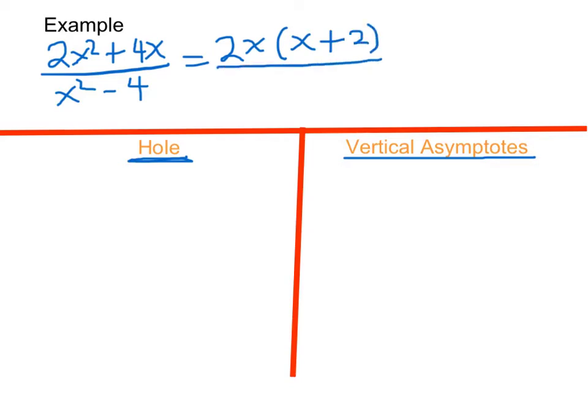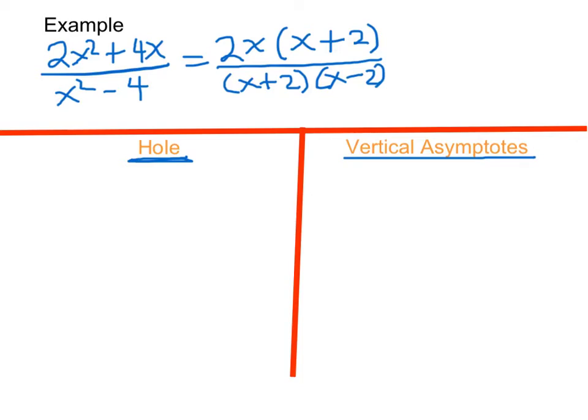The denominator is a difference of perfect squares. X squared minus 4 is a difference of perfect squares. The easy way to factor this is to recognize the general form. X plus 2 and x minus 2 is the pattern for a difference of squares.